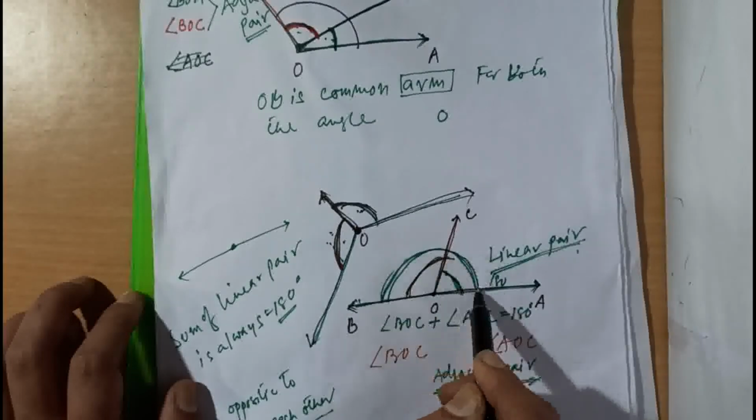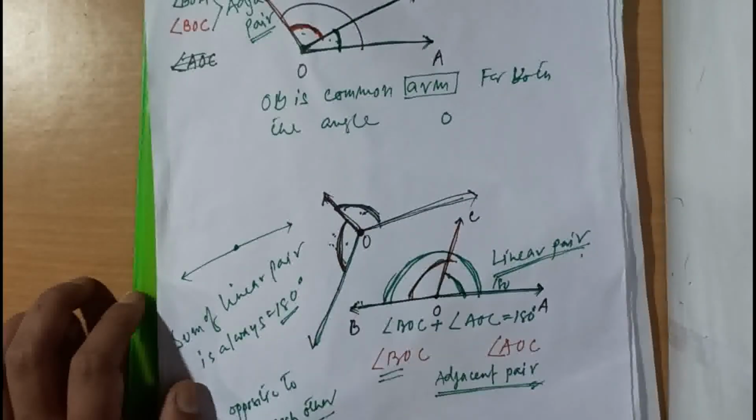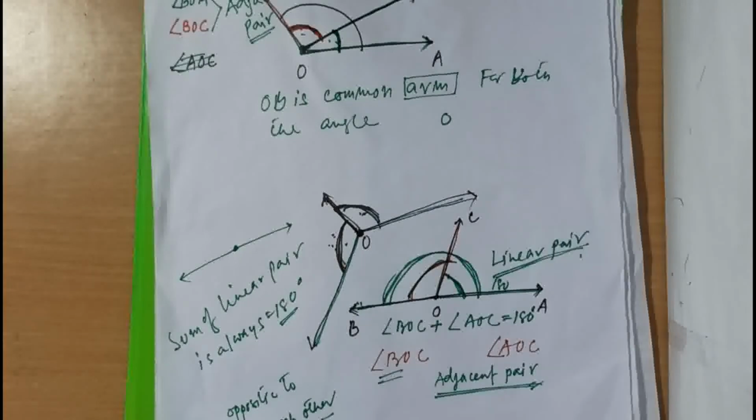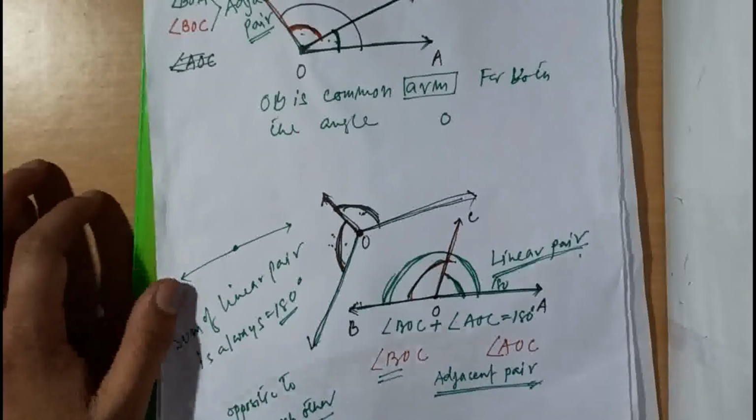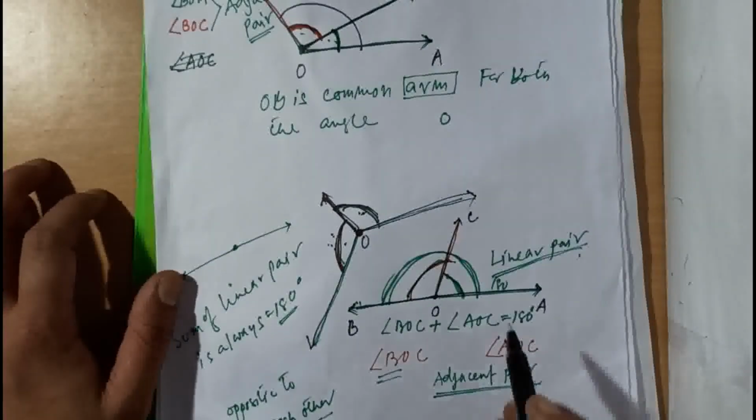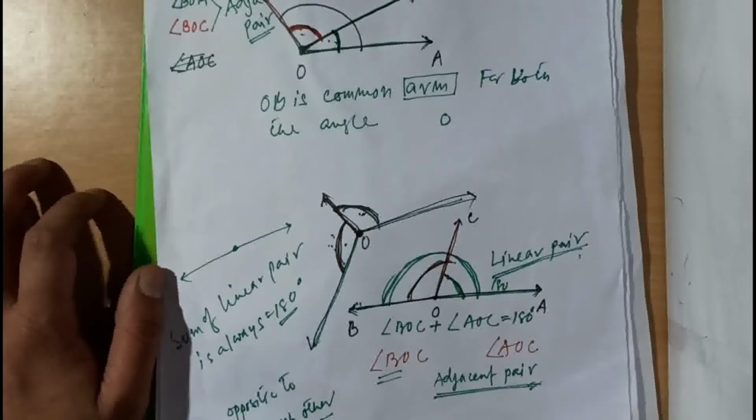So the sum of a linear pair is always 180, or we can say that linear pairs are supplementary. When the sum of two angles is 180 degrees, we call them supplementary angles. The sum of any two angles, if it is 180 degrees, we call it a supplementary pair. So we can say a linear pair is an example of a supplementary pair.